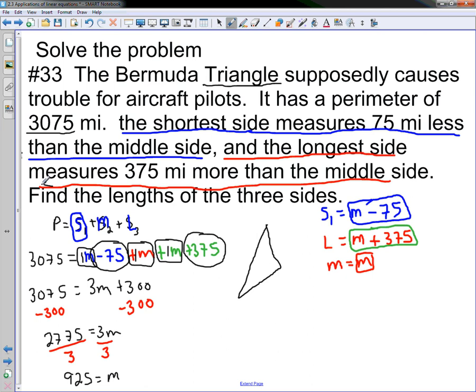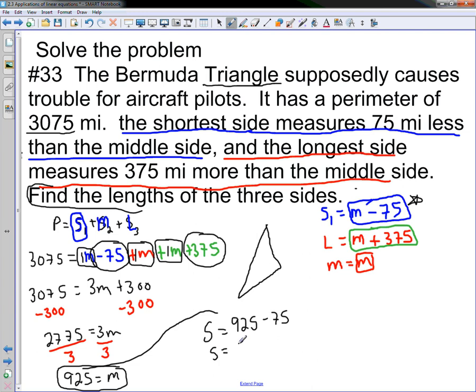So now it's asking us to find the length of all three sides. So I have the middle one. To find the smallest one, we're going to plug in our value here. So the small one is going to equal m minus 75. Well, we know m is 925. So 925 minus 75, which should give me a value of 850. So there's the smallest side.